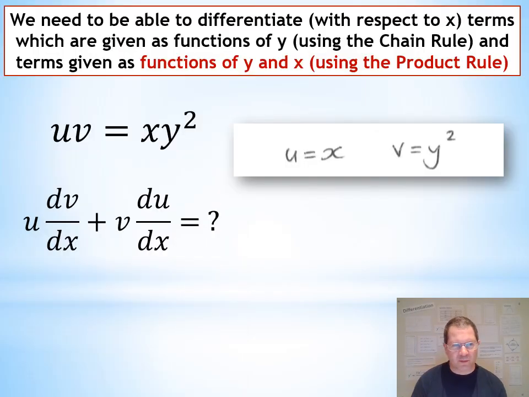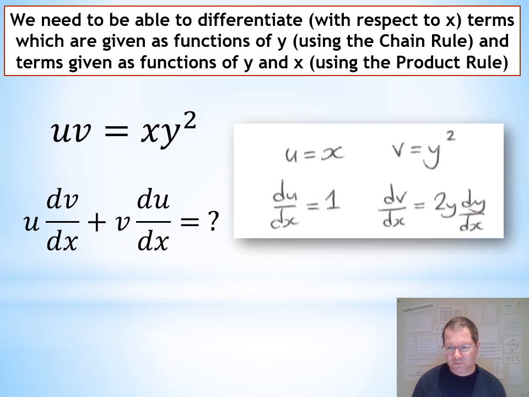So going back up to the top, we do need to be able to differentiate with respect to x terms given as functions of y and x, which are multiplied together using the product rule. Here's our first example, uv equals xy squared, and we want to know what u dv by dx plus v du by dx would equal. So to start off with, we can split it into two bits like our product. So u equals x and v equals y squared.